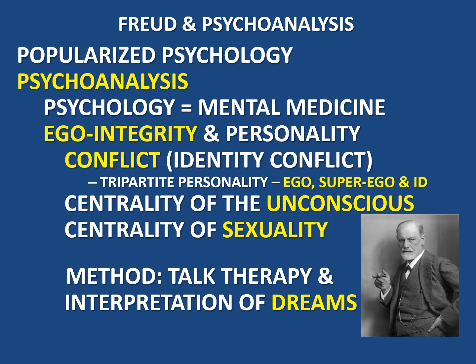Drawing upon Plato, he had a notion of a tripartite personality, which meant that your personality is not a whole that works together, but has competing elements to it. And he named these elements the superego, the ego, and the id. The superego you could think of as our moral self, our conscience, the one that reminds us about society's conventions.